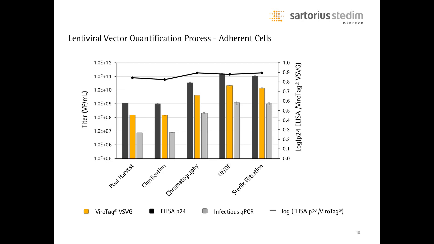And this could be caused by the different matrices that these two quantification methods are looking at. It's possible that there is free P24 protein in the sample that gets picked up by ELISA assays and therefore increases those counts. You can also see the infectious particles here in the light gray. They also track very well with both methods, but as expected, they are approximately 100-fold below the ELISA results and about 10-fold below the virus counter results.